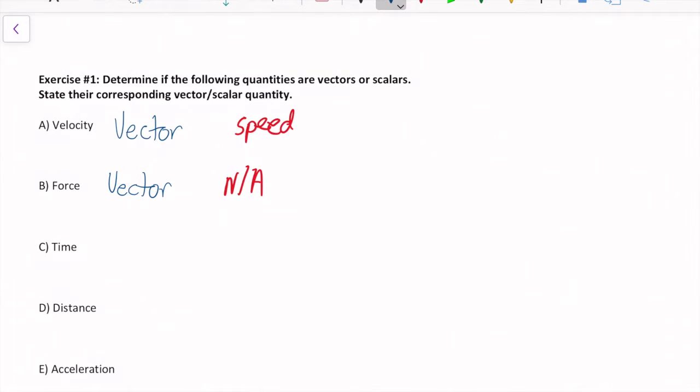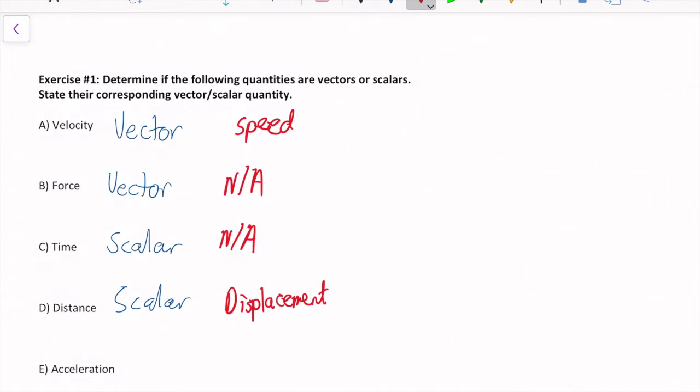For time, we would say something takes 15 seconds, but we wouldn't give a direction because that doesn't make sense. Therefore, time is a scalar quantity, and there is no corresponding vector. Distance might be the length of a cricket pitch, so it would also be a scalar as we do not give a direction. But there is a corresponding vector to distance, and that is displacement, where we would give x meters in this direction. Finally, we have acceleration. This is measured in meters per second squared in a direction as well, so it is also a vector. There is no corresponding scalar quantity for acceleration.